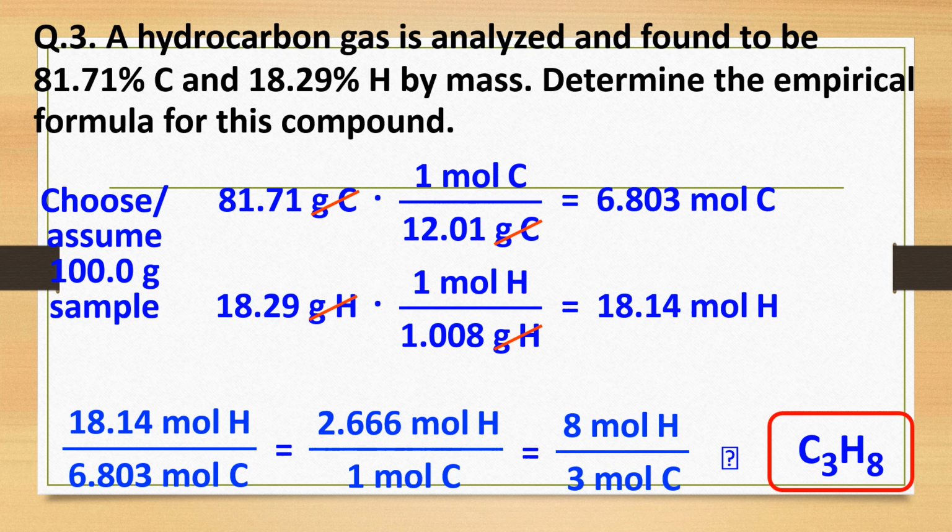However, experimentally, that's not always the case. You don't know how accurate your ratio is. So sometimes if you get a ratio that's close enough to 2.5, you would just multiply everything by 2. So experimentally, this could be 5 moles of H with 2 moles of carbon. It will give you a formula of C2H5. But in here, since we know it's accurate, it's given to us, we're going to go with C3H8. And remember, that is the empirical formula.